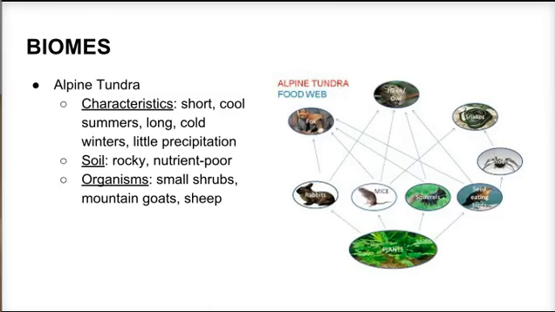The alpine tundra is very rocky and mountainous. Mountain goats and sheep with their nimble feet can traverse this harsh environment. It is characterized by short, cool summers and long, cold winters with very little precipitation. Both the Arctic tundra and the alpine tundra can be considered deserts due to their lack of precipitation.